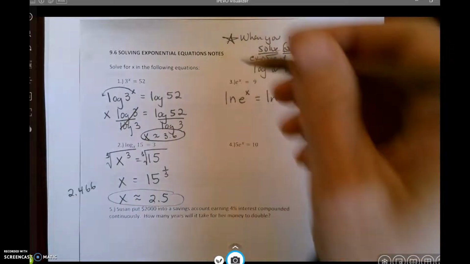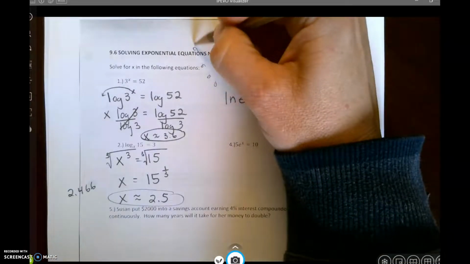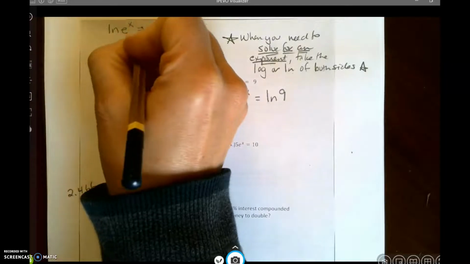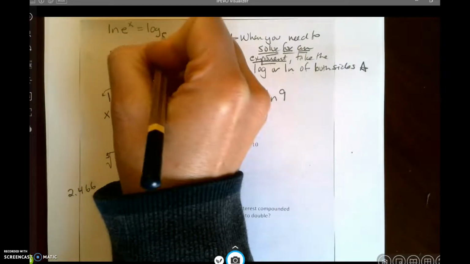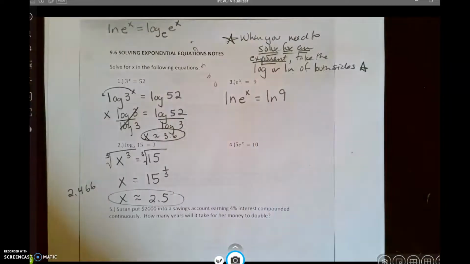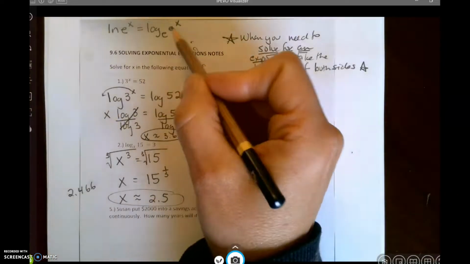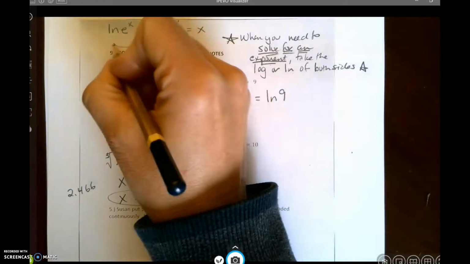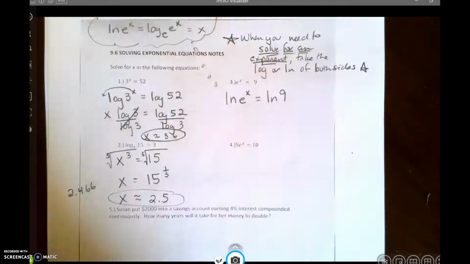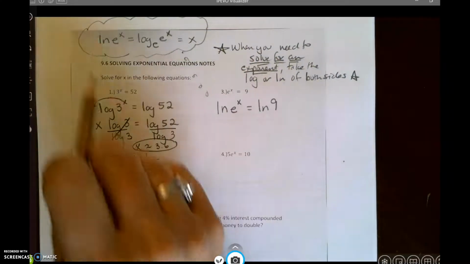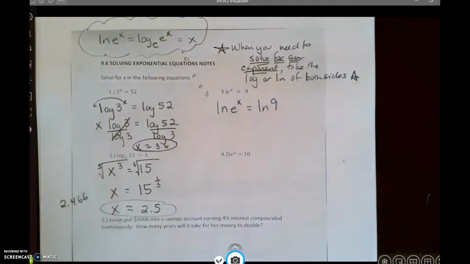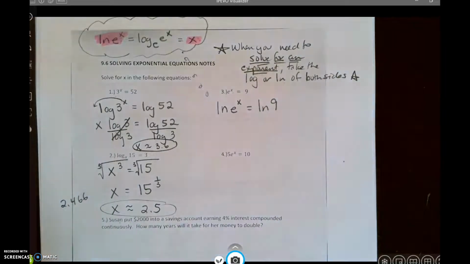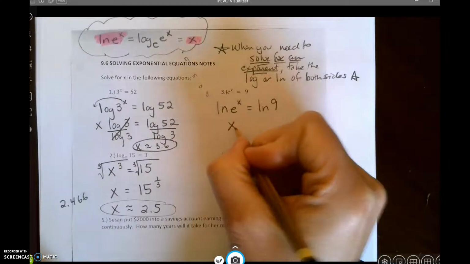If you're not sure why, I'm going to show you up here. Let's make a little thought bubble up here. Natural log of e to the x is the same as the log base e of e to the x. E to what power is e to the x? Well, it's just x. Okay. So the natural log of e to the x is simply x.